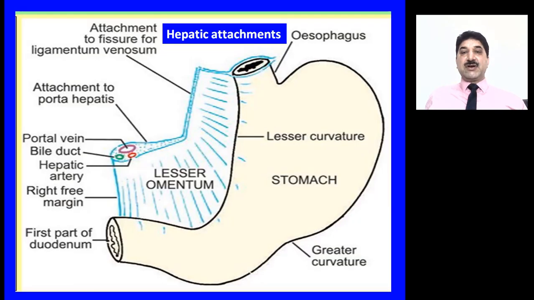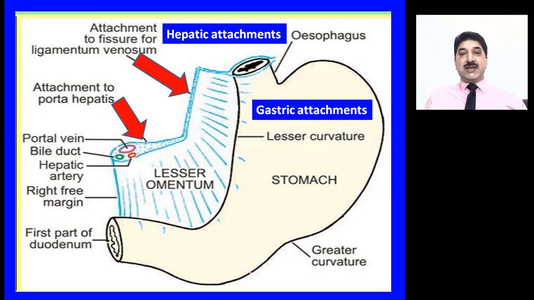What are the attachments of the lesser omentum? On one side, the lesser omentum is attached to the visceral surface of the liver. As already said, it is attached to the under surface of the liver and also to the lesser curvature of the stomach and first 2 centimeters of the duodenum. On the hepatic side, it is attached to the fissure for ligamentum venosum and also to the porta hepatis, as shown by these two arrows. On the side of the stomach, it is attached to the lesser curvature of the stomach and also to the first 2 centimeters of the duodenum.